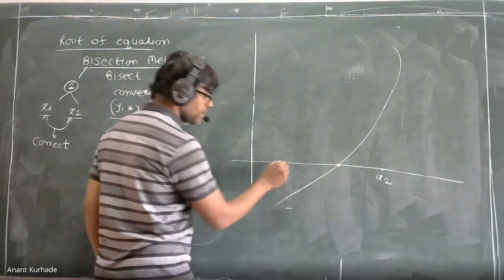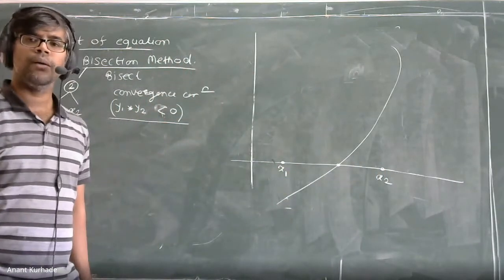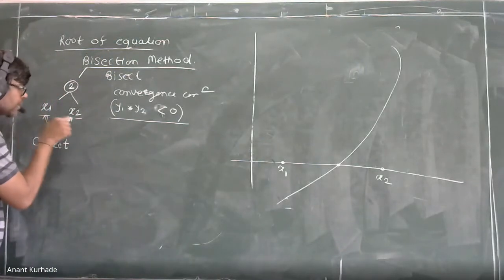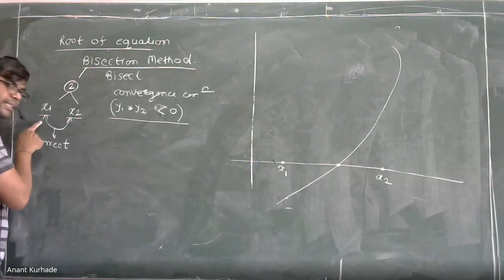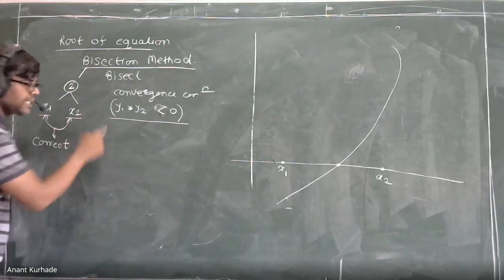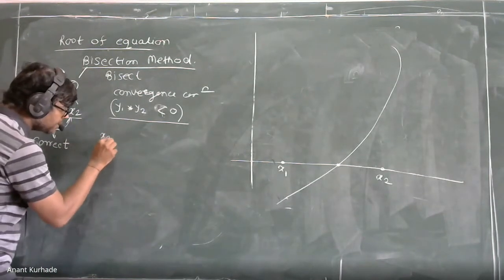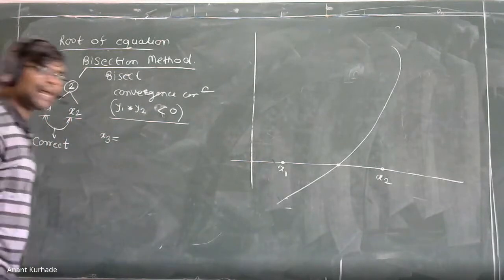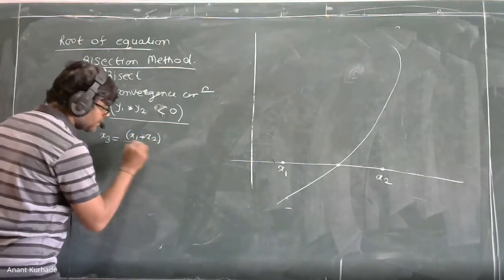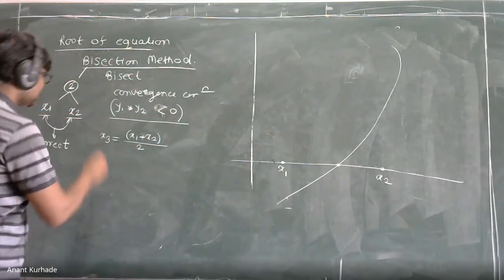What next now? Now bisect these two numbers, or take their average. So now see, x1, x2. The initial case is x1, the next case is x2. Then after bisecting, we have a new value of x, and we assign that as x3. So x3 is equal to the bracket x1 plus x2, divided by 2. It is our first iteration.